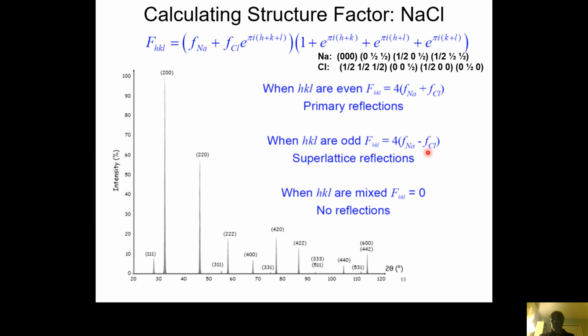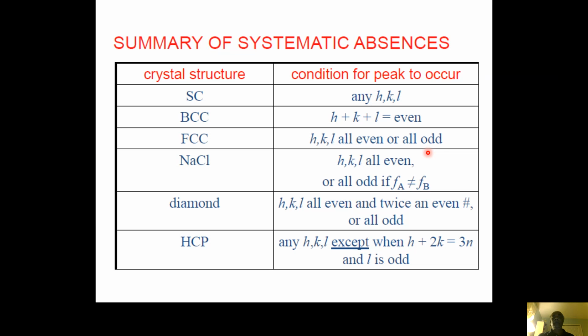So please remember, there's another example here. Okay, this is the summary of what we talked about so far. If you have a simple cubic structure, any HKL plane will give you reflections. BCC, you get reflections only when the sum of the 3 is even. When it is odd, you don't get any reflection. FCC, HKL should be all even or all odd. You cannot have any mixed indices.